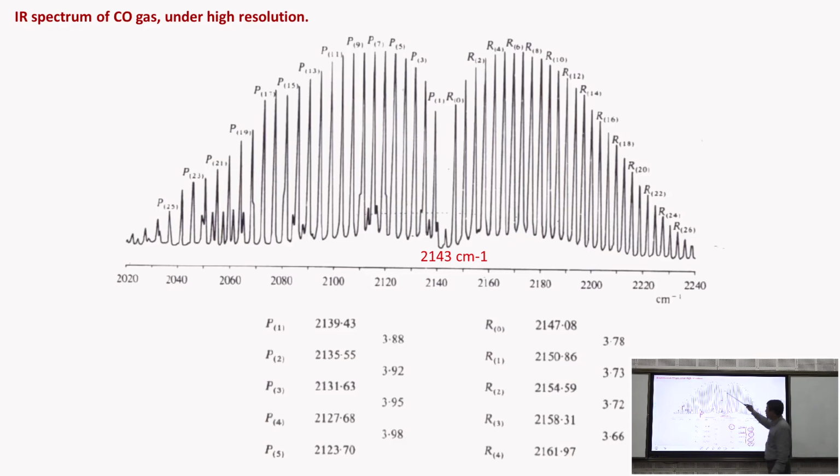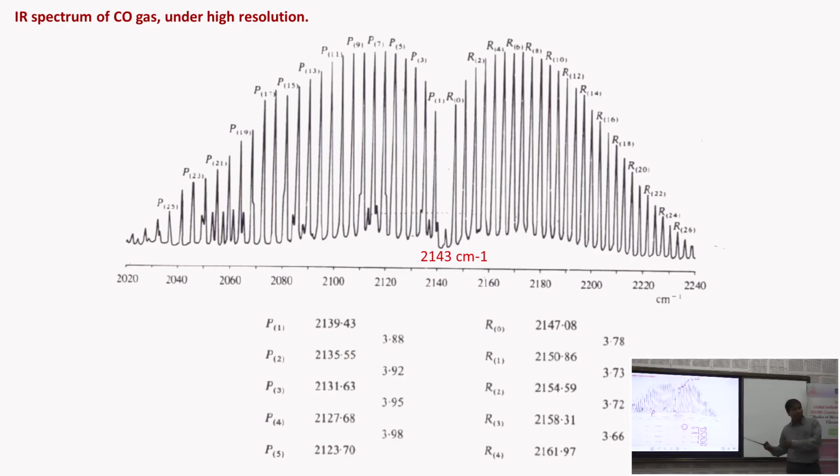On this side it started here at 3.78, and the difference between 2 and 3, and 3 and 4, is 3.66. That means whatever you are proposing is not correct, is not able to describe this. Then again you have to think, where is the problem?